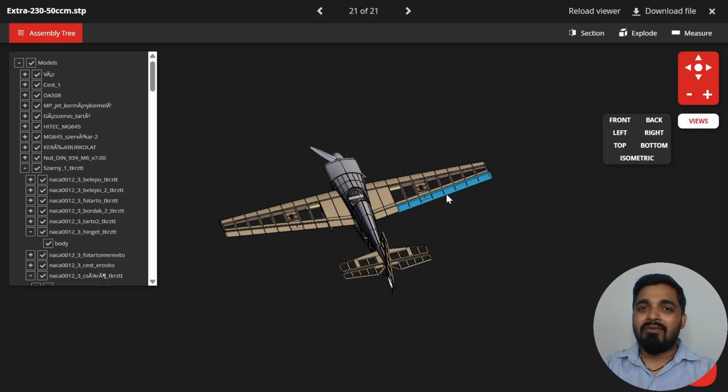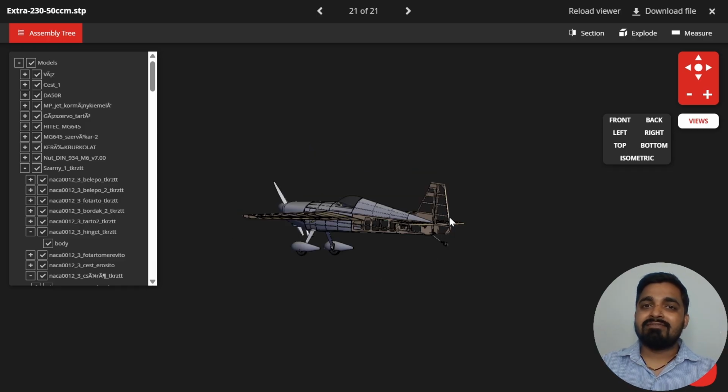Let's understand how ailerons work. When the right aileron goes up, the lift on the right wing reduces, and on the other side, the left aileron goes downward and the lift on the left wing increases, due to which the aircraft rolls right. And this is how turns are initiated in a fixed wing aircraft.